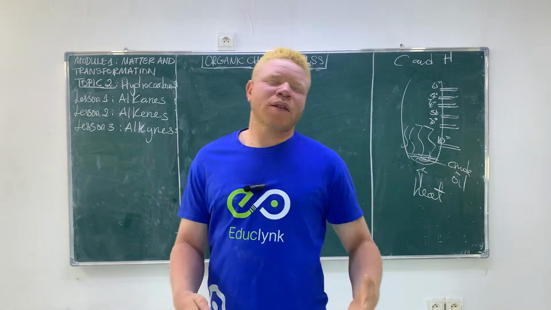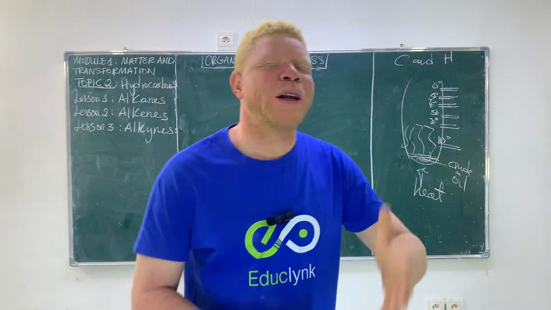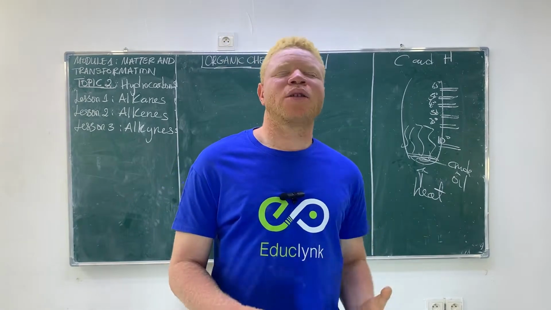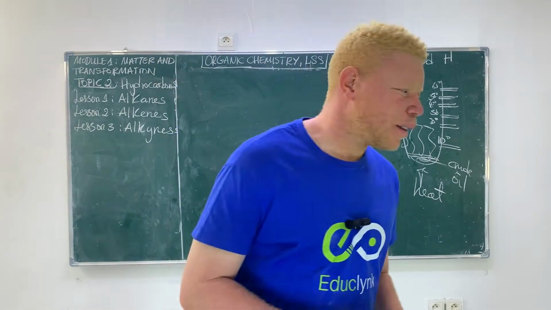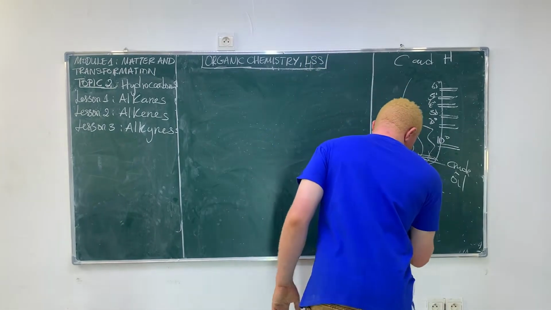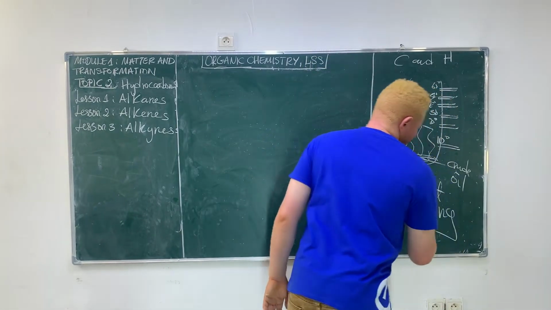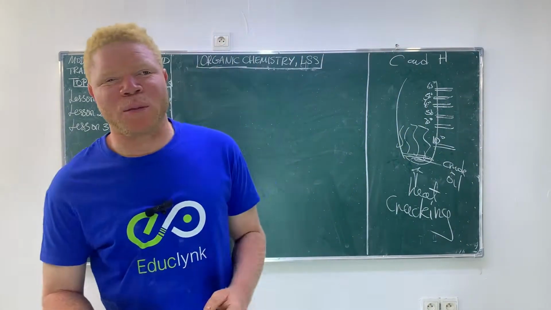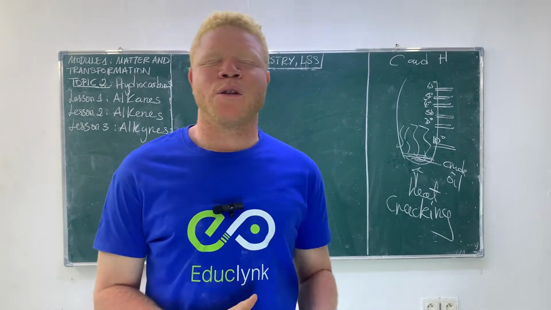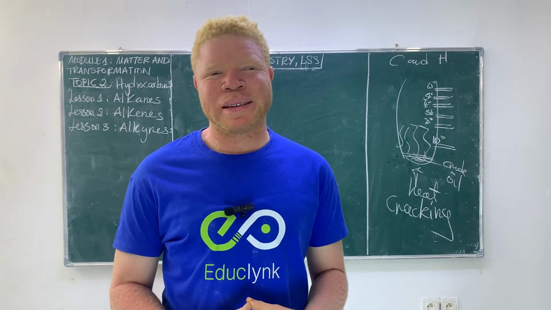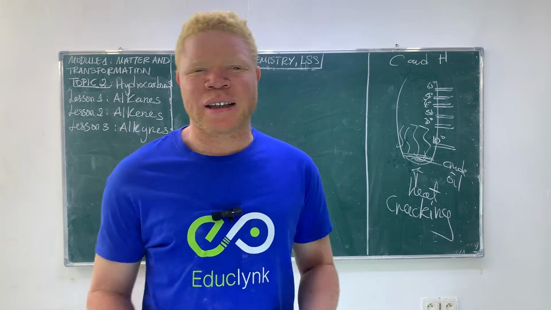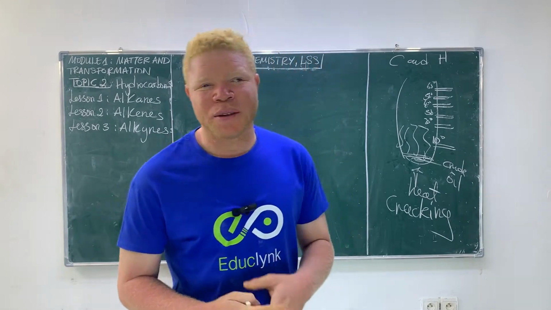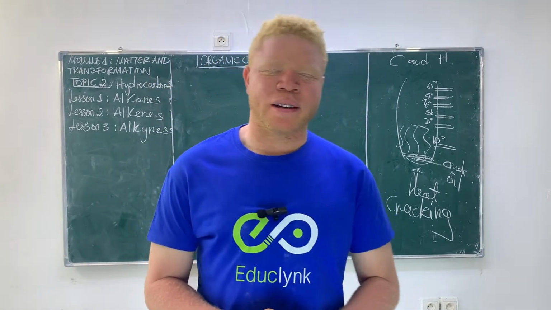Once we obtain these hydrocarbons, we have to break the hydrocarbons into hydrocarbons of smaller molecular masses. This is done using the process of cracking. Cracking is the breaking down of hydrocarbons of higher molecular masses to form hydrocarbons of smaller molecular masses with the use of heat or a catalyst. If a catalyst is used, we call it catalytic cracking. If heat is used, we call it thermal cracking.